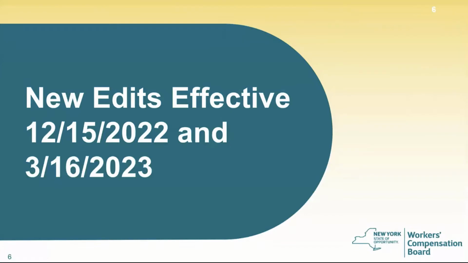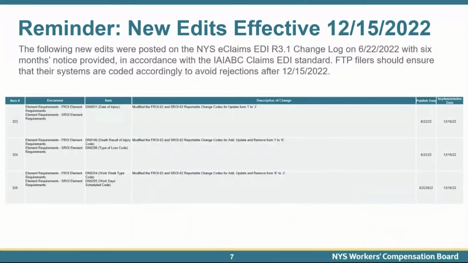Now we're going to go over the new edits that are going to be effective December 15th of this year, as well as March 16th of next year. For these three change log items, 323, 324, and 325, they will become effective on December 15th. And these were modifying the reportable change codes. Now, for additional information, please visit the O2 transaction processing document on the board's website.